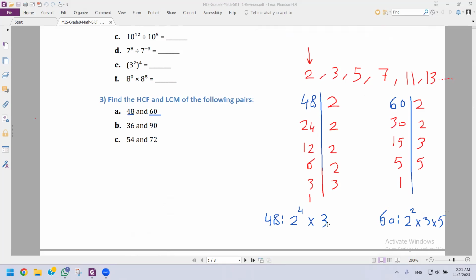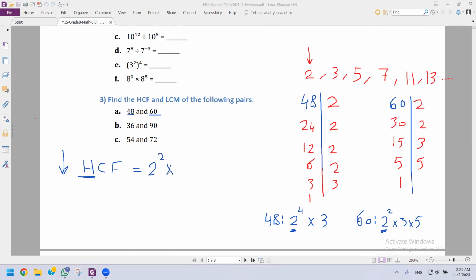Okay, now I need the prime factorizations to compare them with each other and find the highest common factor. First, highest common factor. From the name of it, it says highest, but actually I will compare the numbers and I will pick the lowest. How will I compare the numbers? Let's check. How many 2s do I have here? I have 4 of them, 2 to the power of 4. How many 2s do I have here? 2. So I will pick the lowest, which means 2 to the power of 2.